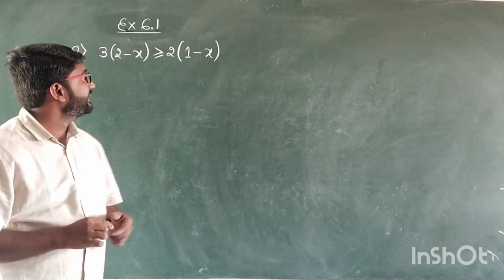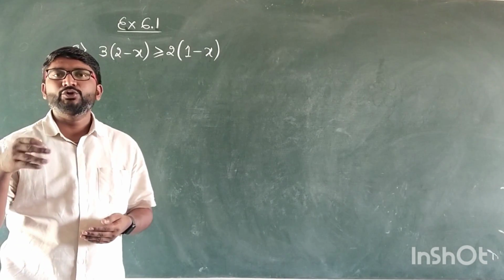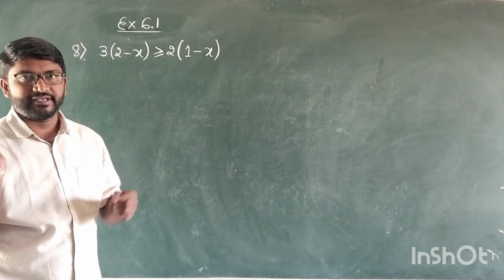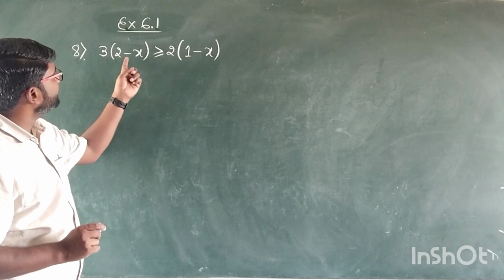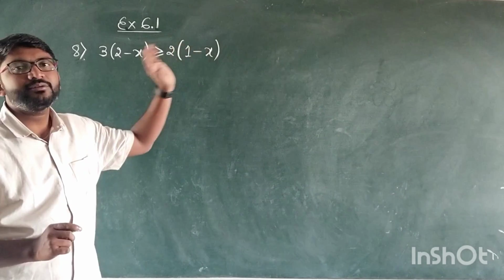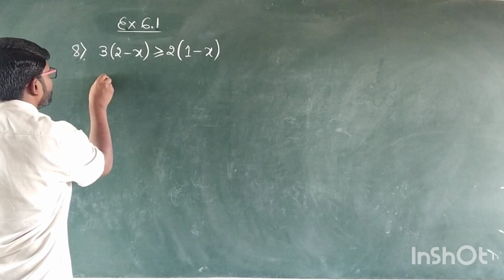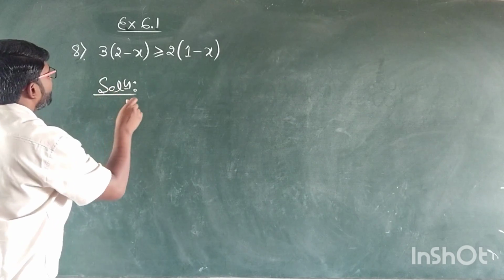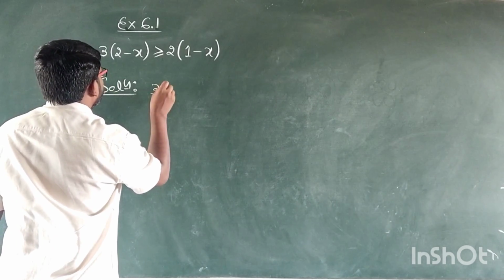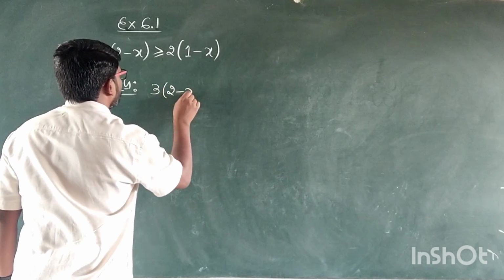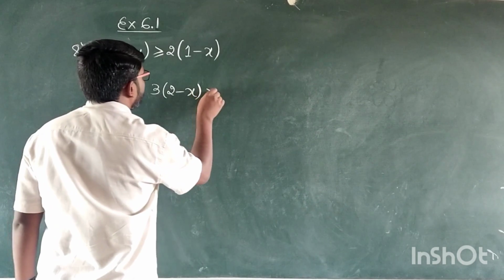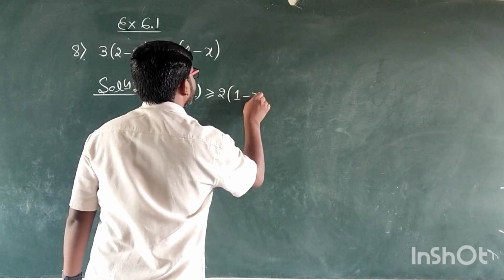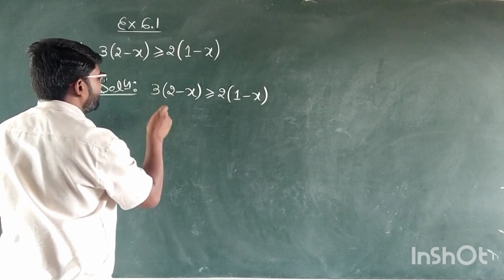Well, the next question is 8. 3 times (2 minus x) greater than or equal to 2 into (1 minus x). So we have to multiply 3 with these two terms and 2 with these two terms. Let us go ahead with the solution now. I'll write the given inequality: 3 into (2 minus x) greater than or equal to 2 times (1 minus x). So multiply 3 with these two terms.